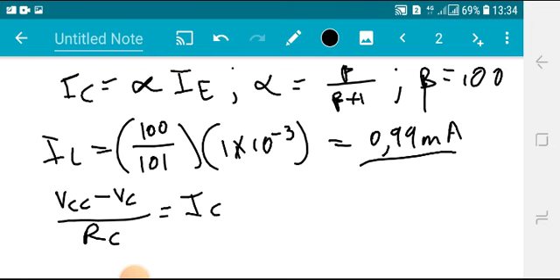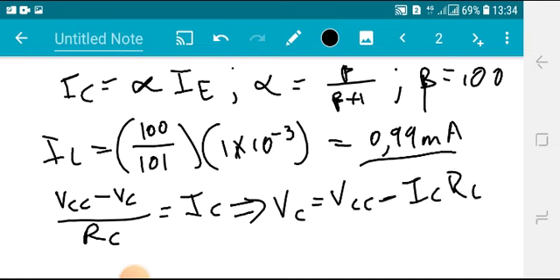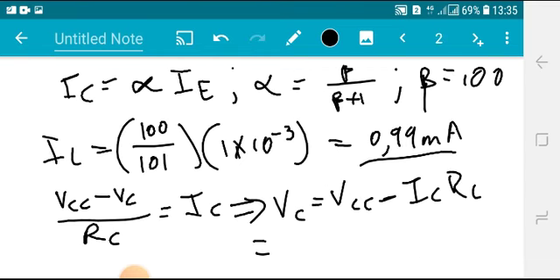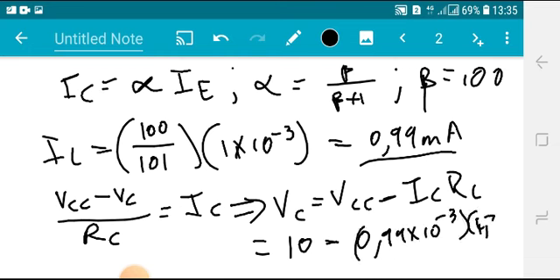But what do we want? We want VC. So that means VC should equal VCC minus IC times RC. We already have all these quantities. They are known. Just looking back, 10 volts is VCC, 4.7 kilo ohms is the resistance, and my IC is already known to be 0.99 milliamps. Therefore, just to write this down: 0.99 times 10 to the minus 3, and then 4.7 times 10 to the power of 3. These two cancel.